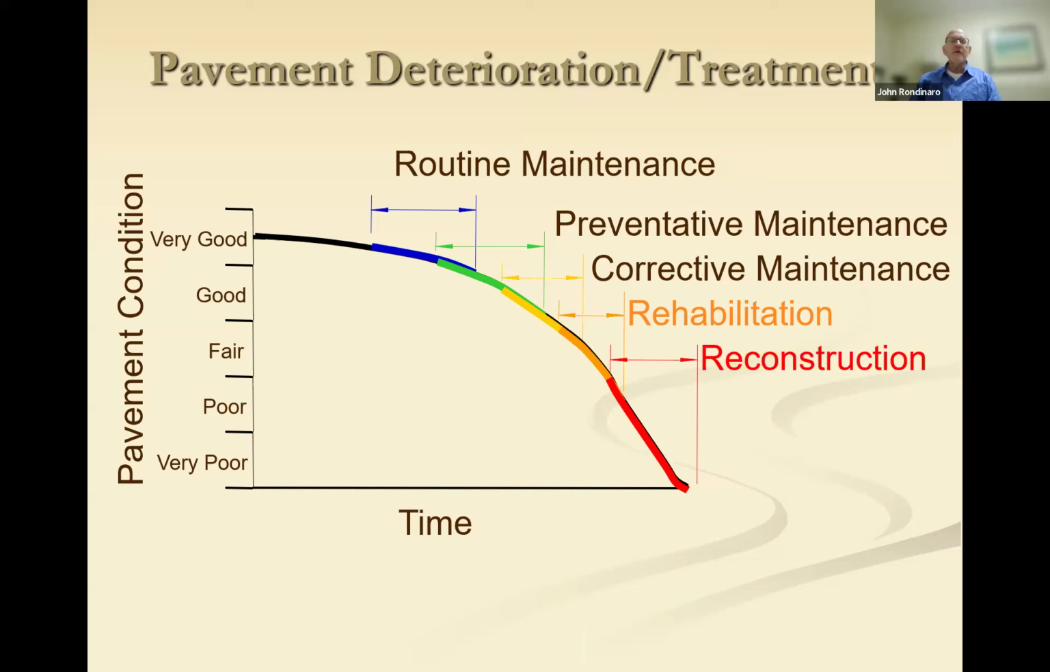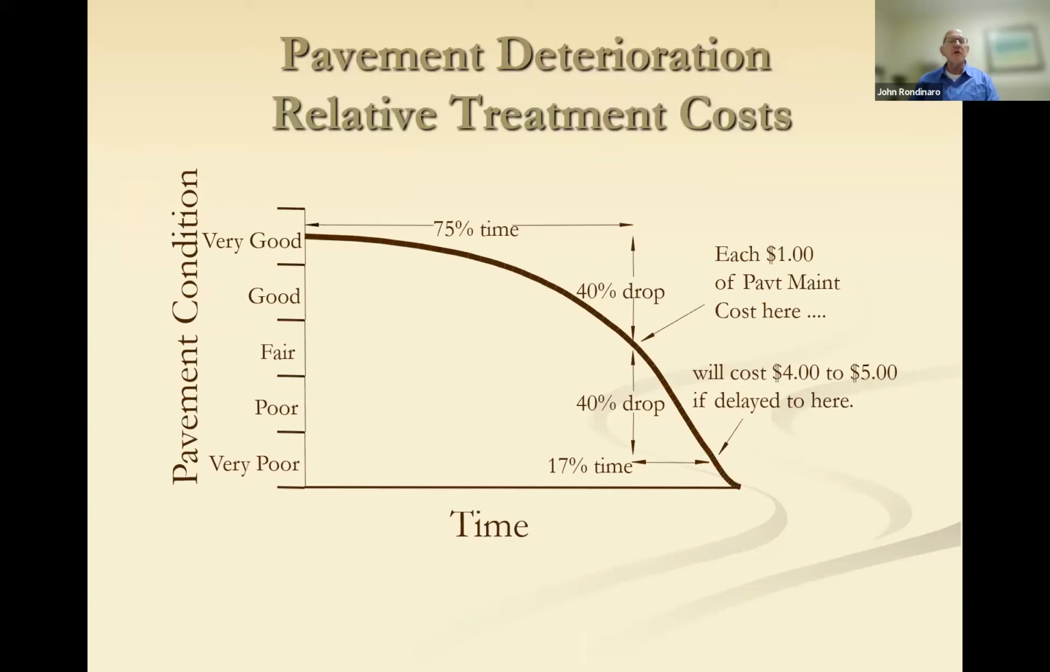It gets a little further down the deterioration curve and starts to get a little shakier. We're going to start doing corrective maintenance, things like your area patching, some skip patching, some things just to get that pavement back in good shape. With further deterioration, you're going to start looking at rehabs, and then finally, when the pavement gets in poor enough condition, you're going to be faced with reconstruction.